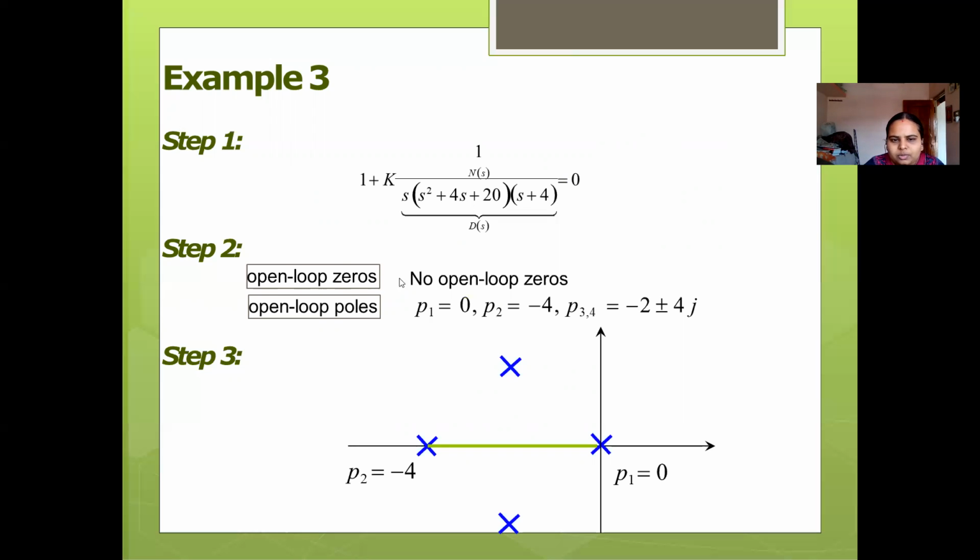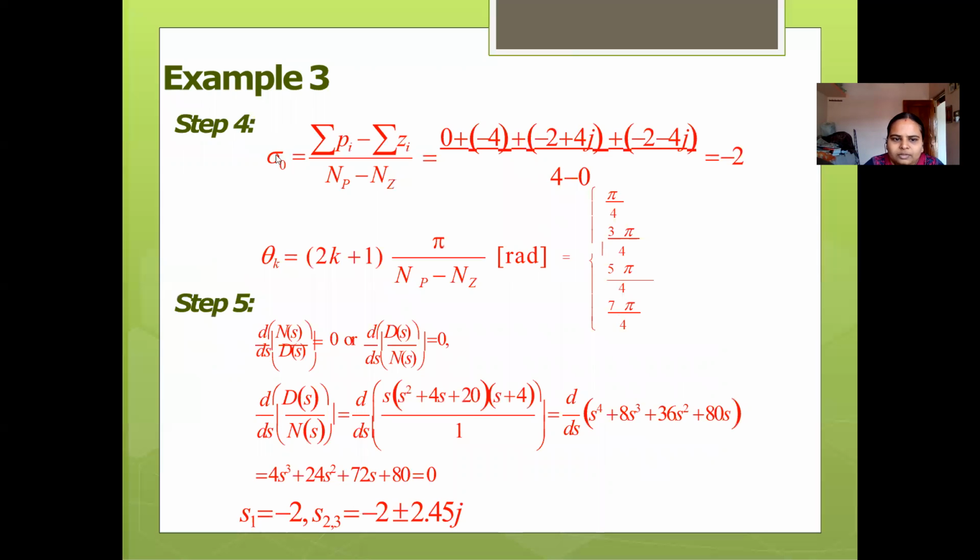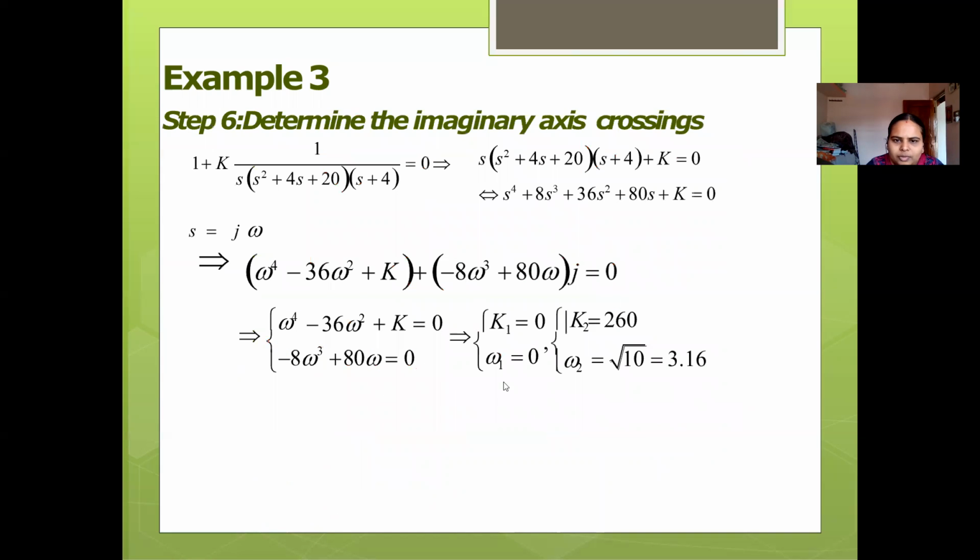Then find out the number of open loop zeros and open loop poles, and locate those poles and zeros on the x and y axis, in the real and imaginary parts. Then find out the angle of asymptotes and the breakaway point. Here you will get theta k as 1 pi by 4, 3 pi by 4, 5 pi by 4, 7 pi by 4, and the asymptote centroid sigma naught is going to be minus 2. Then the breakaway point here will be minus 2 and minus 2 plus or minus 2.45j.